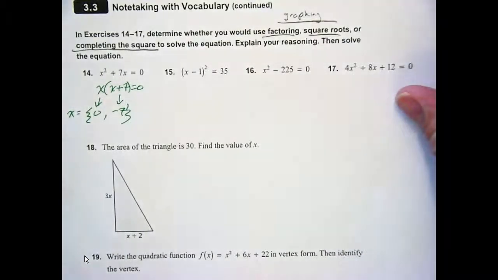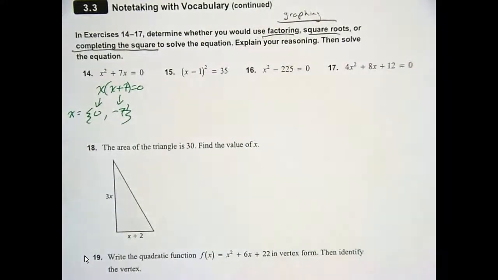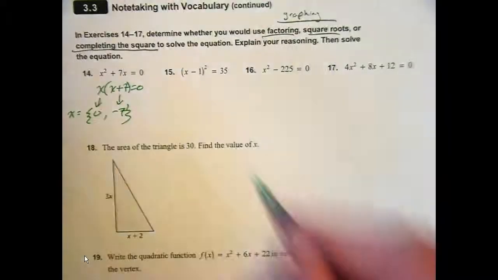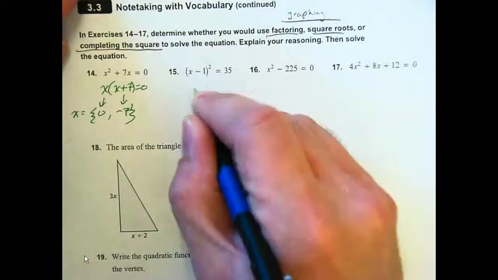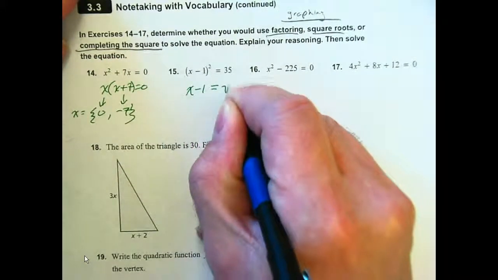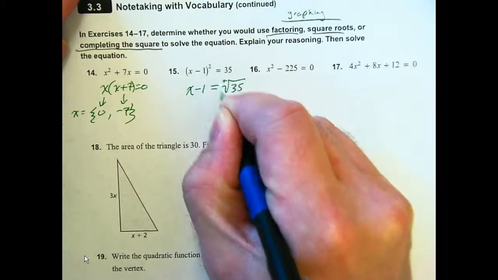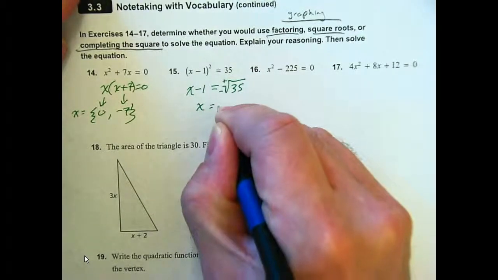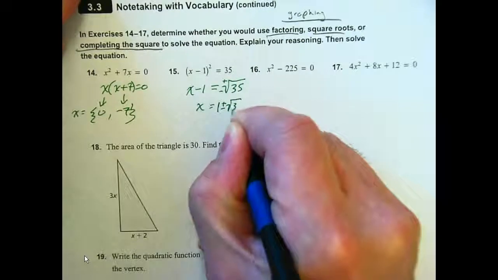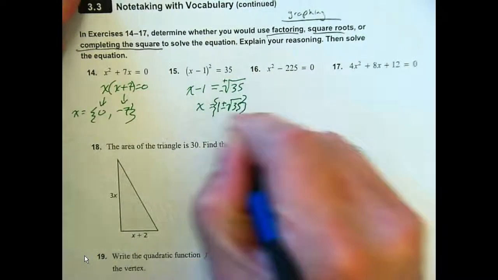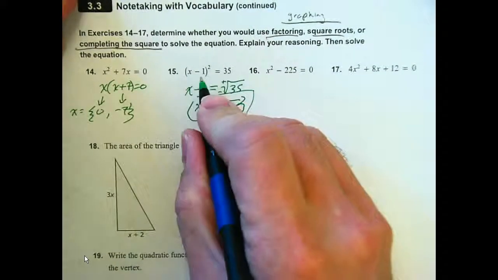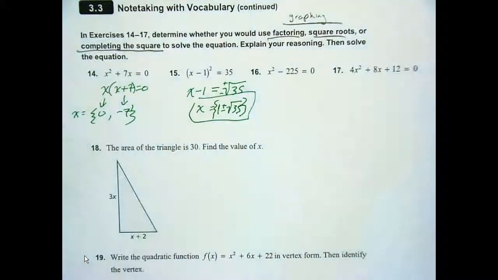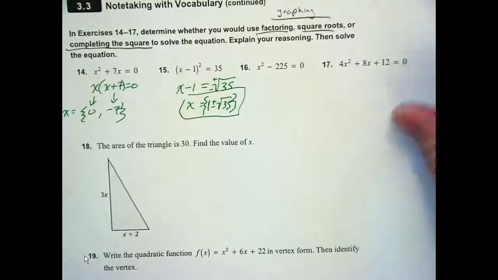Okay. Number 15. How many say factor? Square root. Completing square. Graphing. Square root. Yeah, we can take square root right away, right? It's already a perfect square, so x minus 1 equals root 35. Positive, negative, so you get x is equal to 1 plus minus root 35. Square roots. We wouldn't use completing the square because the square has already been completed. It'd be like building onto a square. Don't want to build anymore.